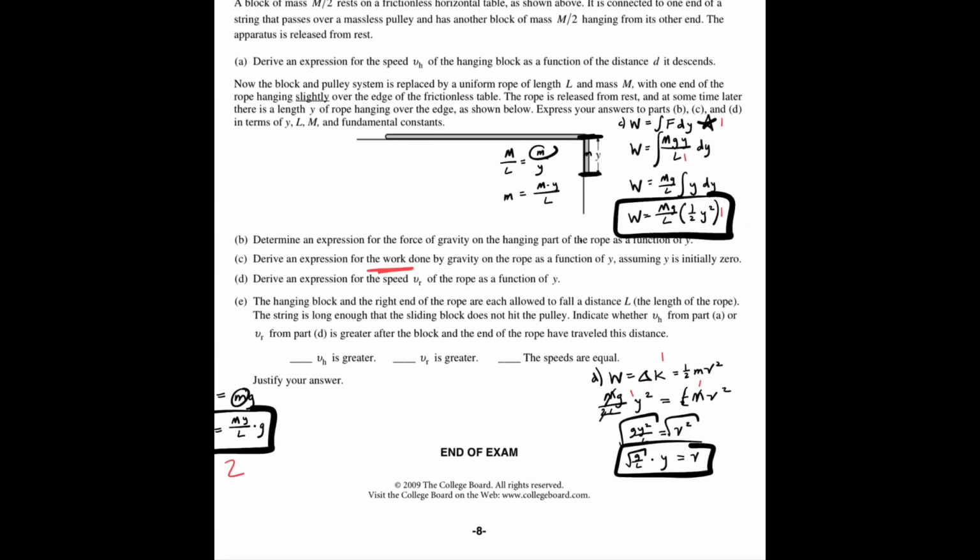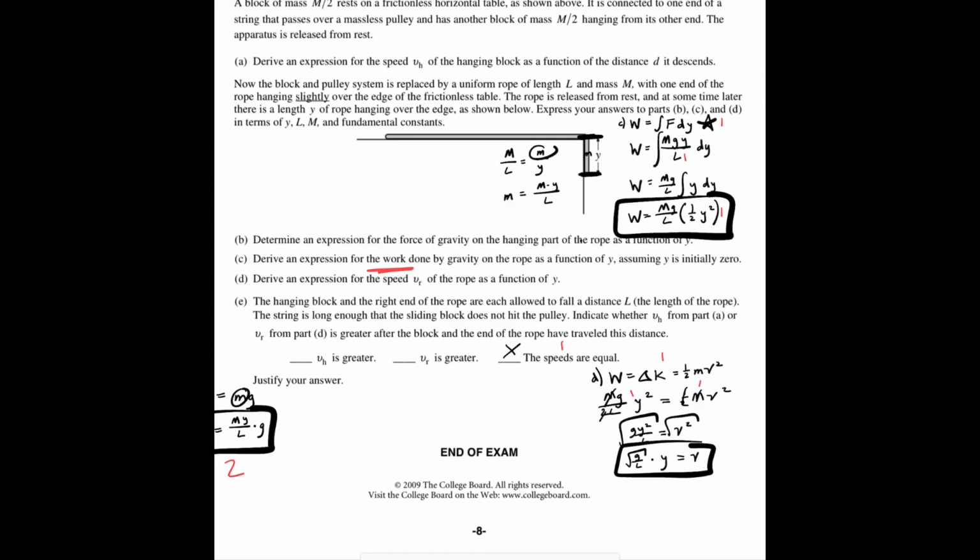Final part, part E. The hanging block and the right end of the rope are each allowed to fall a distance L. The string is long enough that the sliding block does not hit the pulley. Indicate whether the velocity from part A or the velocity from part D is greater after the block and the end of the rope have traveled this distance. Okay, so this is a tough question here. The answer is that the speeds are equal. Now you need to justify that because just getting that answer correctly only gets you 1 point out of 3 here. So how do we justify the fact that the speeds are equal here?